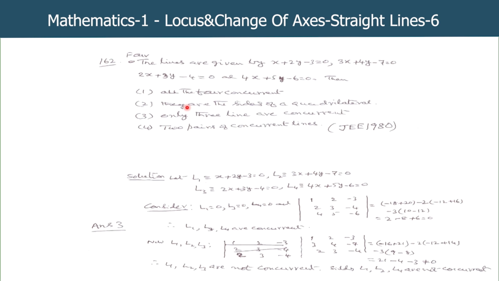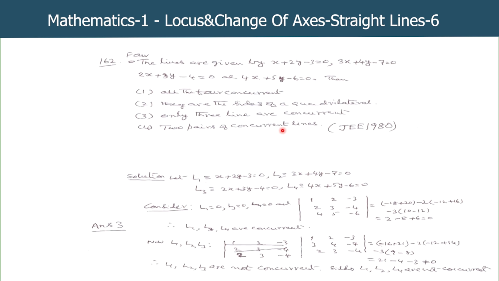162. 4 lines, of course, these 4 lines are given by x plus 2y minus 3 equal to 0, and 3x plus 4y minus 7 equal to 0, 2x plus 3y minus 4 equal to 0 and 4x plus 5y minus 6 equal to 0. Then, option 1: all the 4 lines are concurrent. 2: they are the sides of a quadrilateral. 3: only 3 lines are concurrent. And 4: 2 pairs of concurrent lines. And this was asked in JEE 1980.